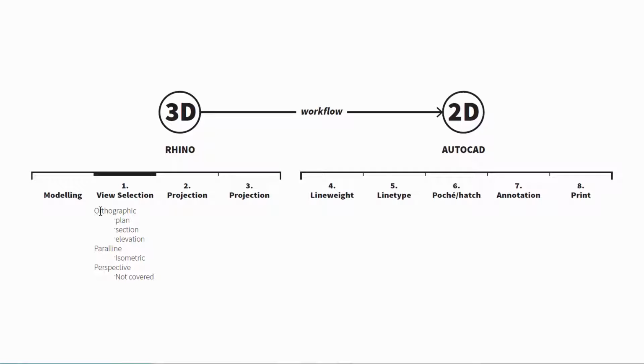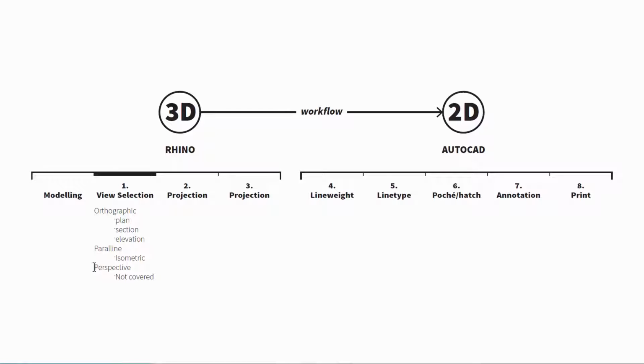The first is an orthographic drawing, like a plan, a section, or an elevation. The second is a paraline drawing. In this case, we'll look at isometric. Both of these could be considered sort of measurable or informational, in that with both orthographic and paraline drawings, no matter where you put a ruler on the drawing, you can get an accurate measurement.